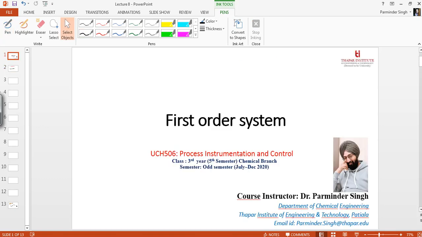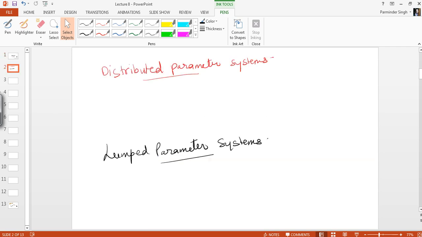Hello students, in today's lecture we'll be studying first order systems. Now in first order systems we need to first classify the different types of systems on the basis of the model. There are different models available like linear models, non-linear models, white box, black box models, static models, dynamic models, time domain models, and frequency models, and then there is one more category of models which is called distributed systems and lumped parameter systems.